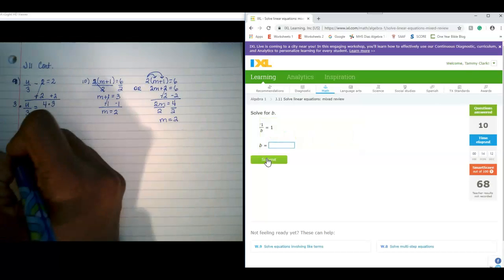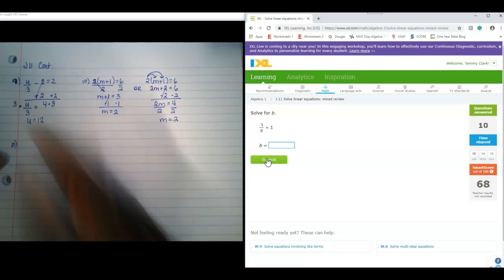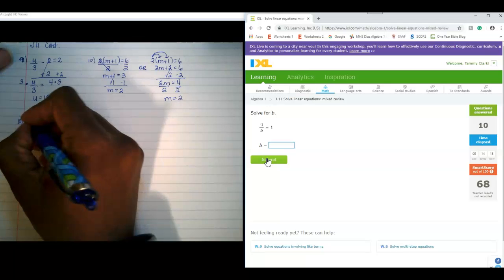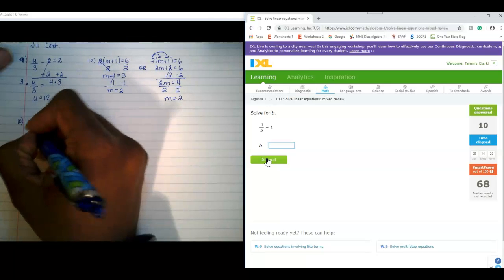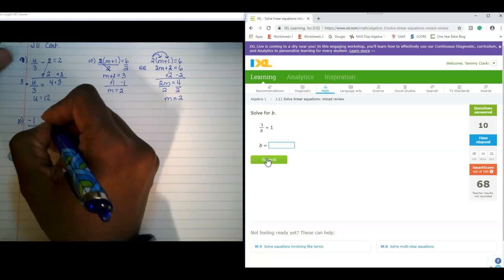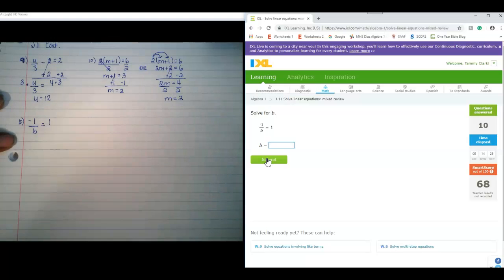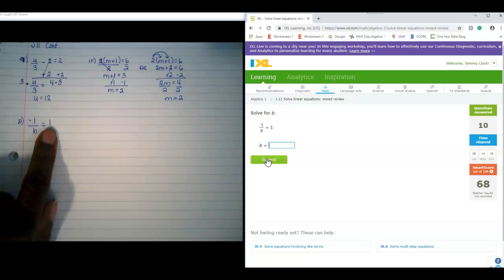Let's look at the next problem. So we have negative 1 divided by b is equal to 1. Now this might seem a little tricky. However, what you're going to do is first of all think about it. What number divided into negative 1 gives you 1?